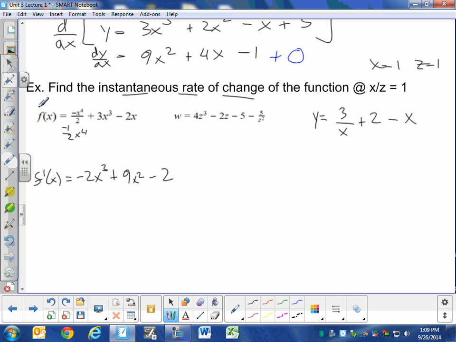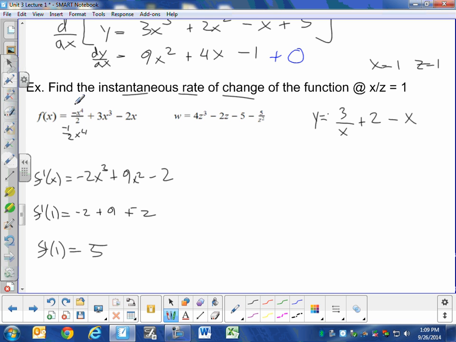I want to know what the slope of the tangent of my function is at 1. I plug in 1. Negative 2 plus 9 minus 2. That's 9 minus 4, which is 5. Which is crazy, but it turns out this quartic function at 1, its tangent slope is 5. Cool. And if we graphed it, we'd be able to see that in our graph. We'd have a positive slope. It'd be equal to 5.